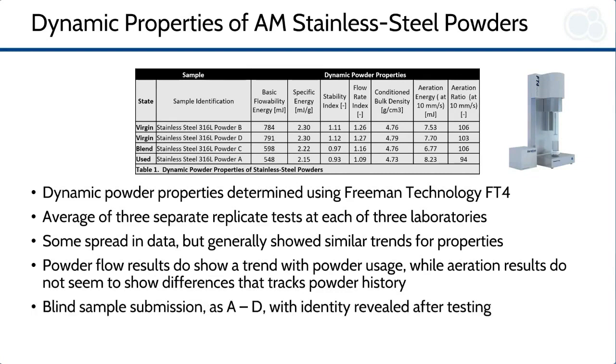These powders were sent to the 3 laboratories identified only as Powder A, Powder B, Powder C, and Powder D. It was only after results were submitted that the powders were identified. Powders B and D were the same virgin powder from the same lot. Powder A was from that same original lot of feedstock, but had been used for 8 cycles in the printer. Finally, Powder C was a 50-50 blend by mass of the virgin and used powder.